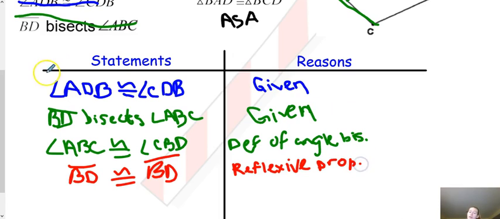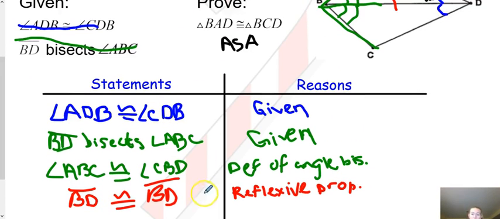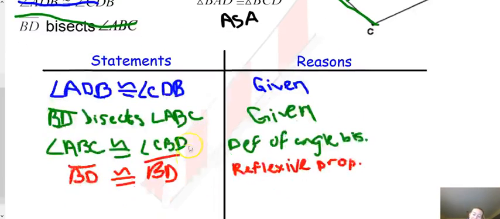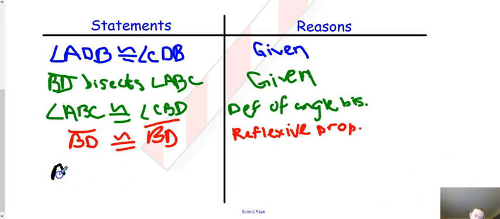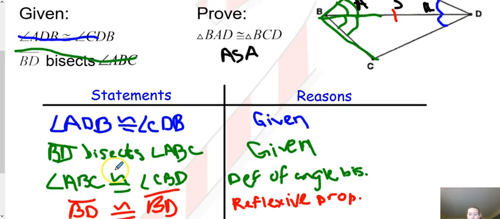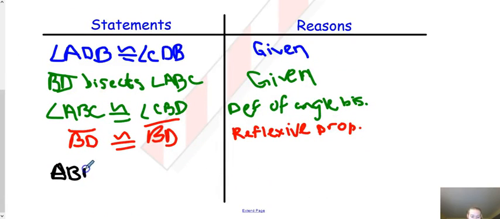Now that we have all of our information, we put our final statement. Remember, triangle BAD is congruent to triangle BCD. Sorry, that is definitely supposed to be the triangle symbol there. Triangle BAD is congruent to triangle BCD. And that was by angle, side, angle.